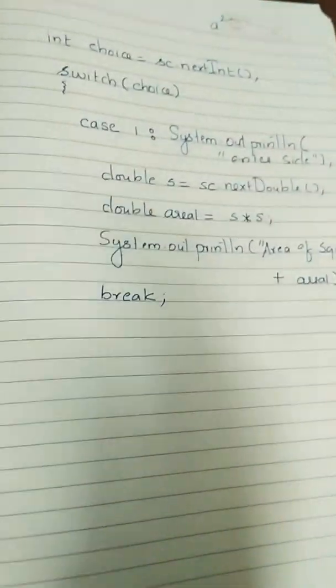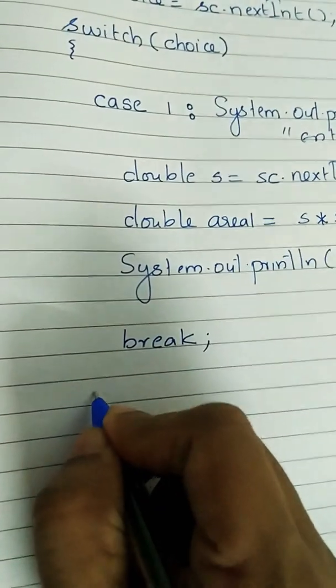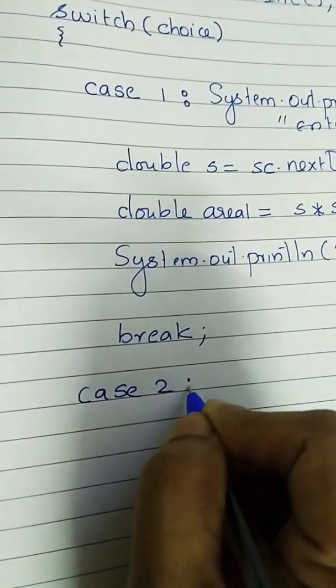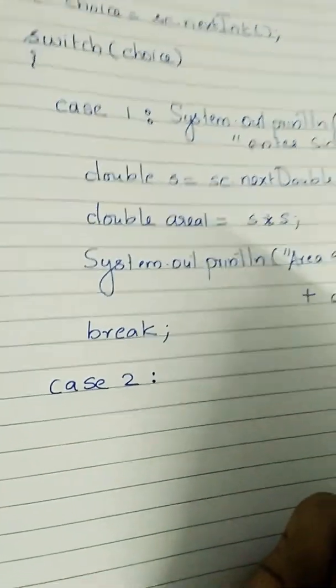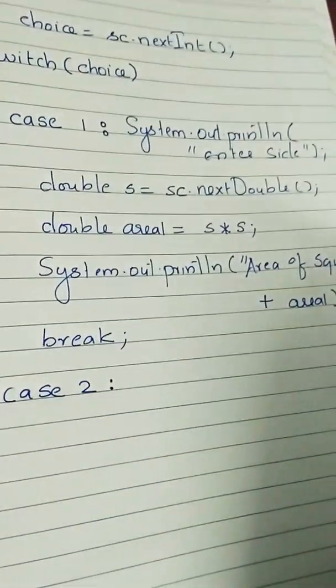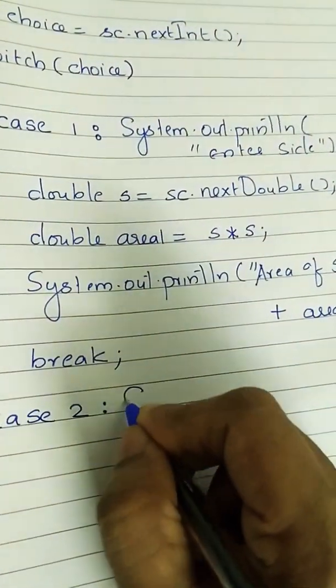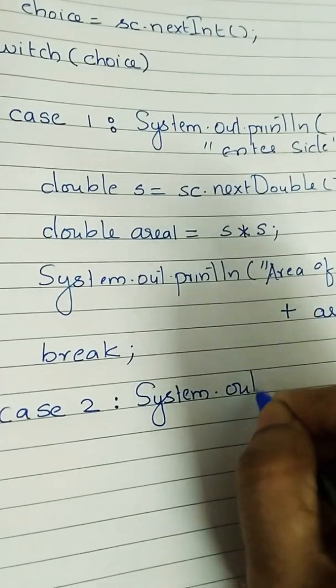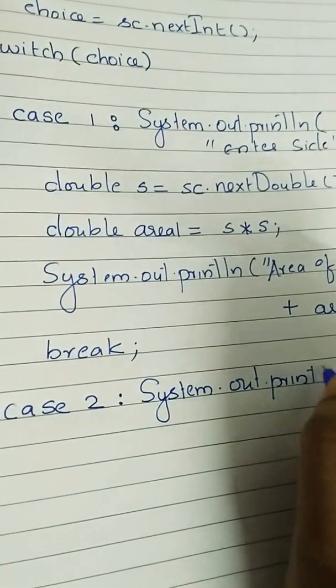So I will write a break. Next I will go to case 2. Same steps will be repeated again. Case 2, a colon will be written. What is our case 2? We have to print the area of a rectangle. To calculate the area of a rectangle, we need a length and breadth. So again I prompt the user to enter the length and breadth.